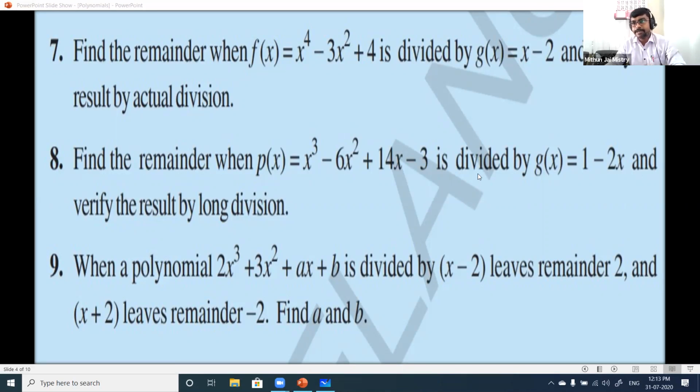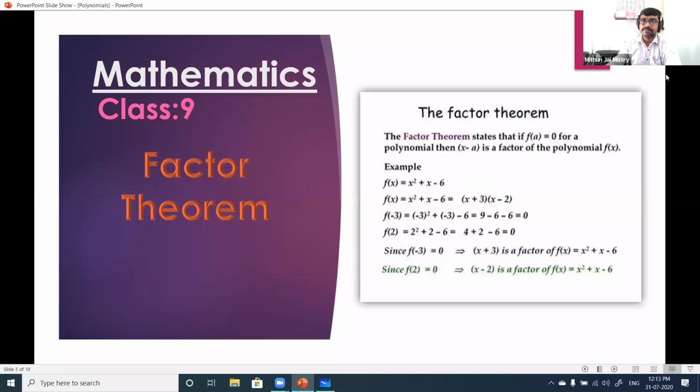Now let me take you to today's original topic, that is the factor theorem. Have a look at what the factor theorem says. The remainder theorem is over now and we are moving to another theorem, the factor theorem. It says that if f of a is equal to 0 for a polynomial f of x, that is, when you substitute a in place of x and get the remainder as 0, then x minus a is called a factor of the polynomial.